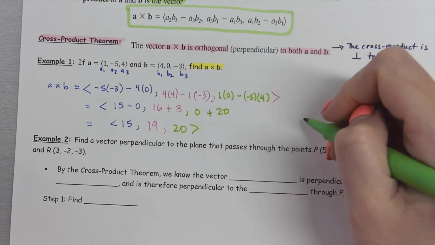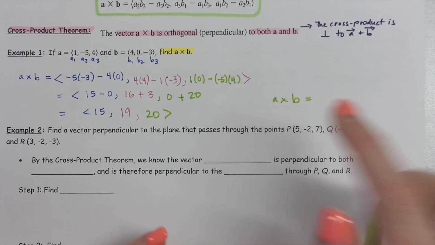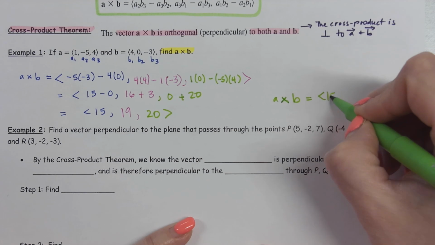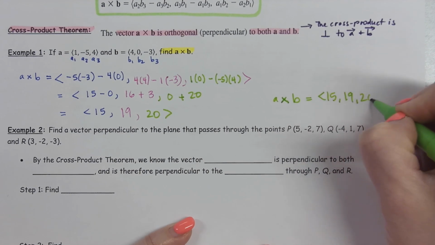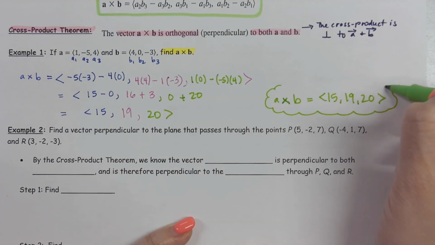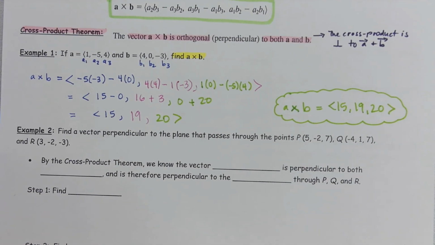Alright, and then this is our cross product, and this is our notation. So A cross B is 15, 19, 20. Yep, that's why we practice, because we know it's really easy to just make a small error there.